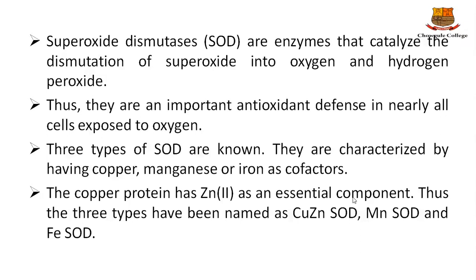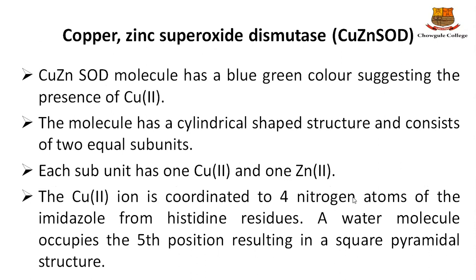So the superoxide dismutases are enzymes that catalyze the dismutation of superoxide into oxygen and hydrogen peroxide. Thus, they are an important antioxidant defense in nearly all cells exposed to oxygen. There are three types of superoxide dismutases that are known. They are characterized by having copper, manganese, or iron as cofactors. The copper protein has zinc 2+ as an essential component. Thus, the three types have been named copper zinc superoxide dismutase, Mn superoxide dismutase, and iron superoxide dismutase. We will look at the copper zinc superoxide dismutase in detail.